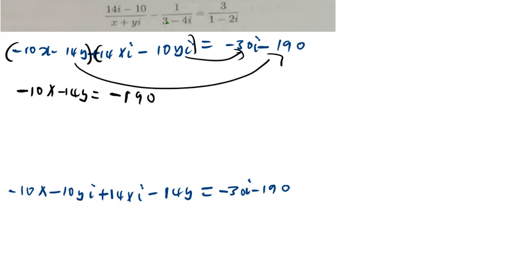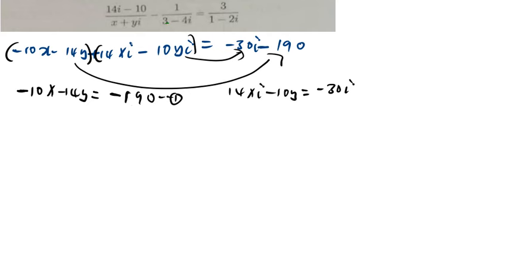That is equation 1. Another one will be 14xi minus 10yi being equal to negative 30i. Then now you can solve the equation. At this point I can divide everywhere by negative 2, so that I simplify the expression. So this will be 5x plus, because I'm dividing by negative, then it's going to give me 7y being equal to 190. You divide it by 2, should be 95.